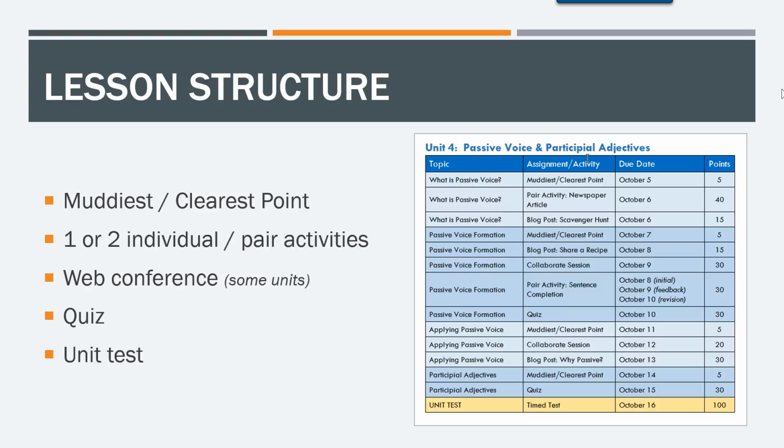Some lessons might have a collaborate session partway through, so I can address their questions and have them do some live speaking activities. They'll have a lesson quiz, and then at the end of each unit, a unit test. By having them complete a lot of different types of assignments and assessments, I hope to get a more authentic picture of their learning and also to make cheating a little more difficult.